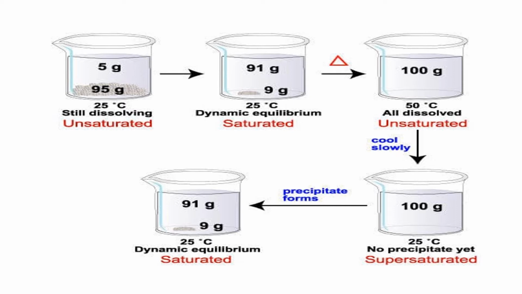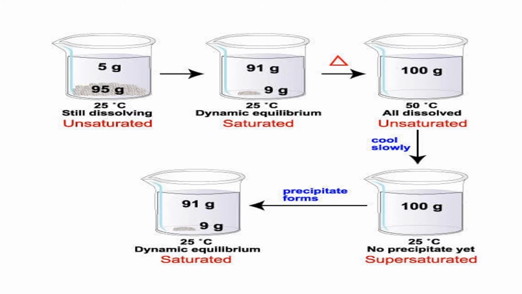When we heat it, the saturated solution becomes unsaturated, and as we give it heat, the temperature has risen to, suppose, 50 degrees Celsius. Then if we cool down the unsaturated solution up to 25 degrees Celsius, and we do not get any precipitate, then the solution which is obtained is known as a supersaturated solution.